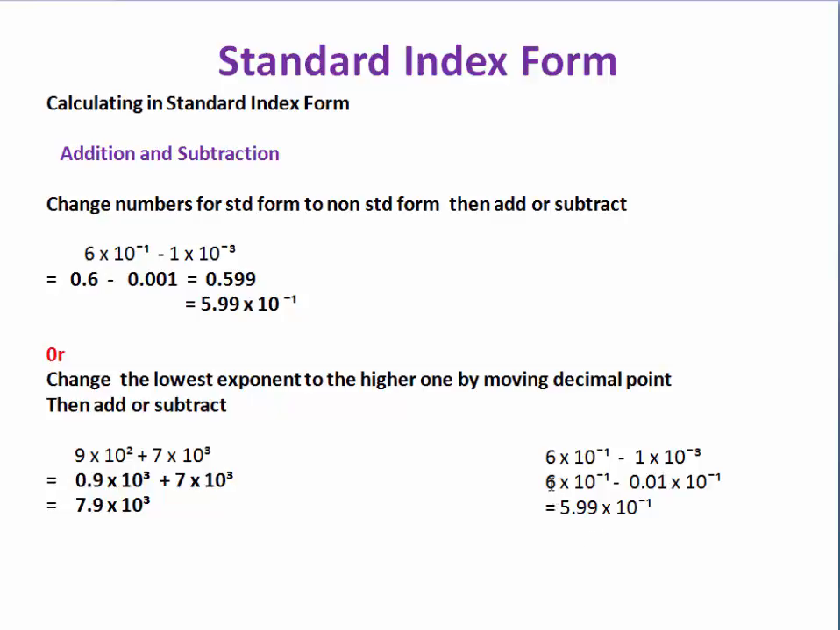Now we can add the 6 to the 0.01. Or actually we're not, we're subtracting. So subtract 0.01 from 6, we get 5.99. And then our exponent on the 10 remains the same. So 5.99 times 10 to the minus 1. That's our standard index form. So the beauty about this method is that we don't have to convert back to standard index form. The answer is given in standard index form.